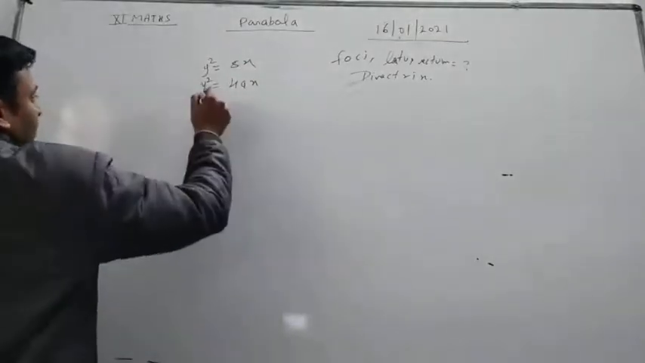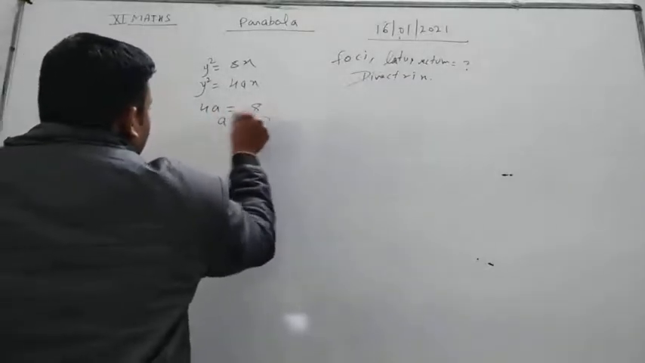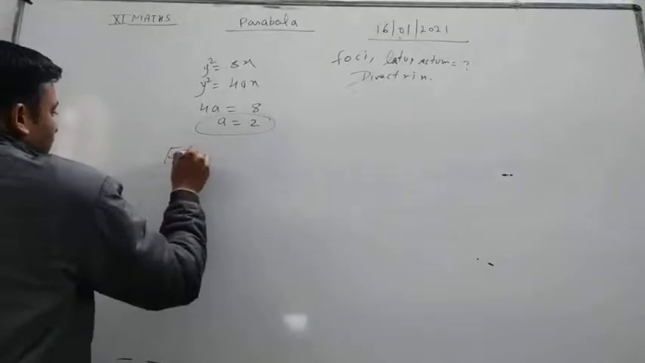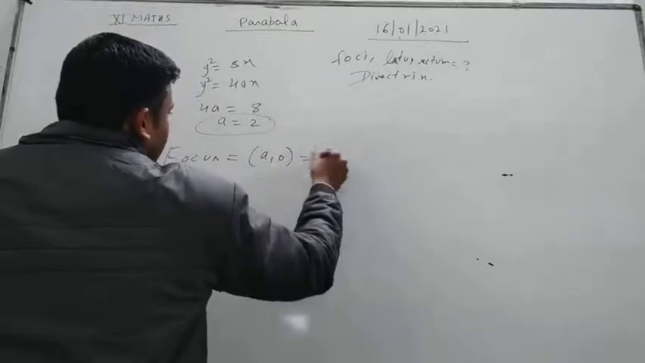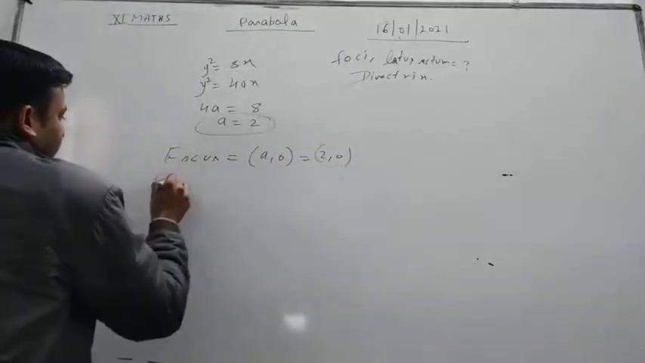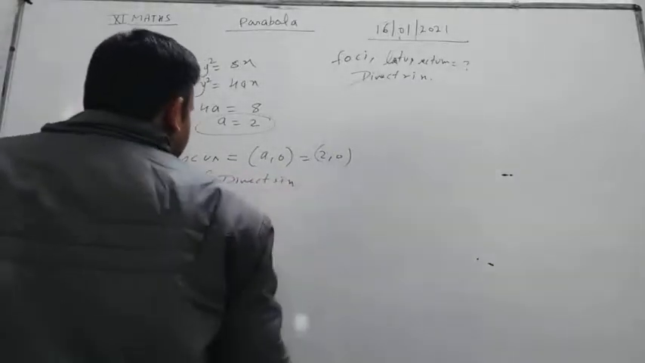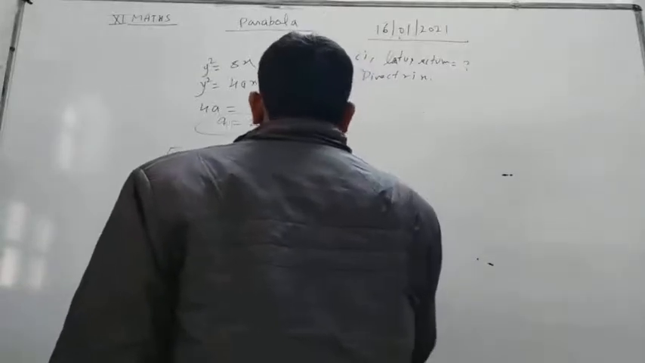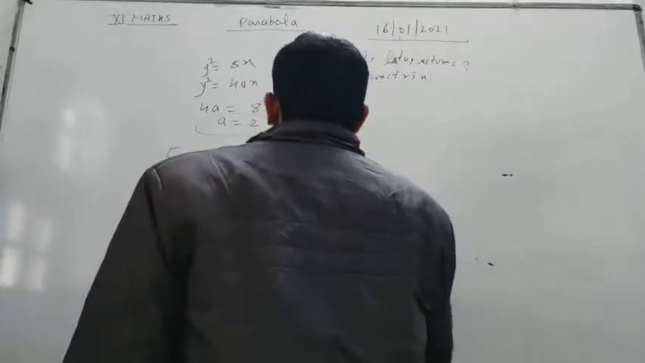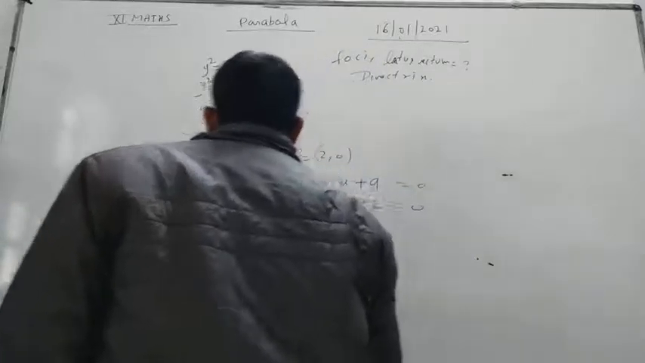Now comparing with this, so we write 4a is 8, so a is equal to 2. Okay, student, so focus is (a, 0), so it will be (2, 0), and equation of directrix is x plus a. So x plus a is 2, so we write x plus 2 is equal to 0. Okay, student, so this is our directrix.